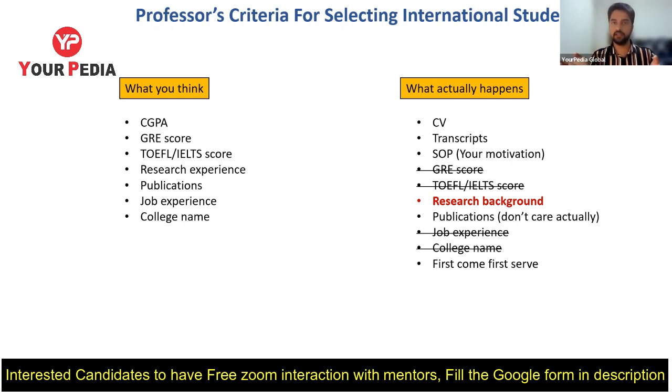Don't wait for the deadlines. Just send an email to the professor. Sometimes it's first come first serve. If the professor is getting very good students initially, 2 months before, then he's not going to consider your profile because he has already committed to someone.